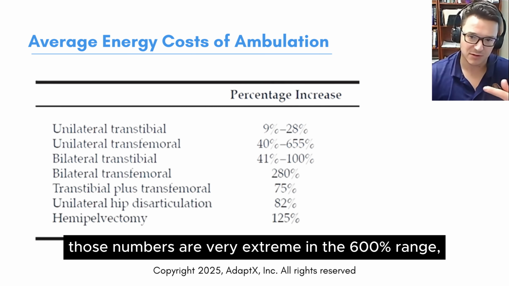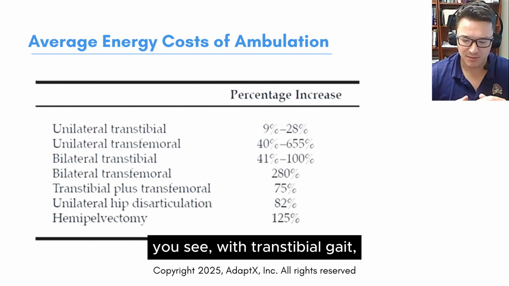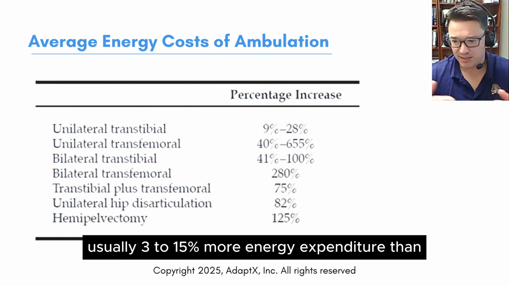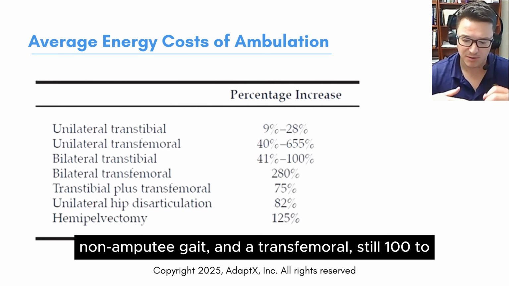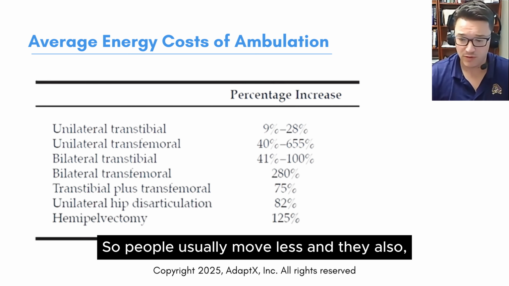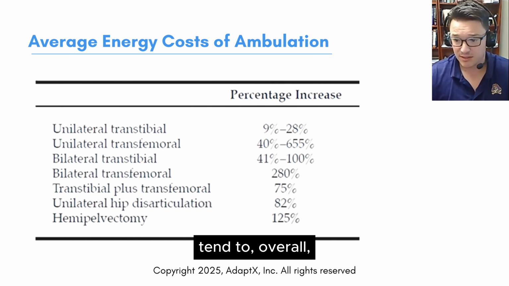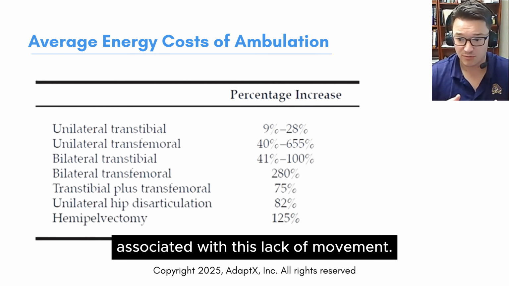Now, obviously, those numbers are very extreme in the 600% range, but really, even with current technology, you see with transtibial gait, usually 3 to 15% more energy expenditure than non-amputee gait, and transfemoral still 100, 200% more energy expenditure to walk at the same speeds. So people usually move less, and also they tend to overall have other problems associated with this lack of movement.